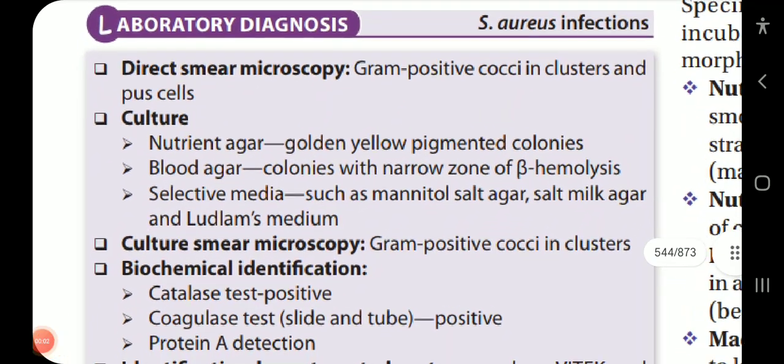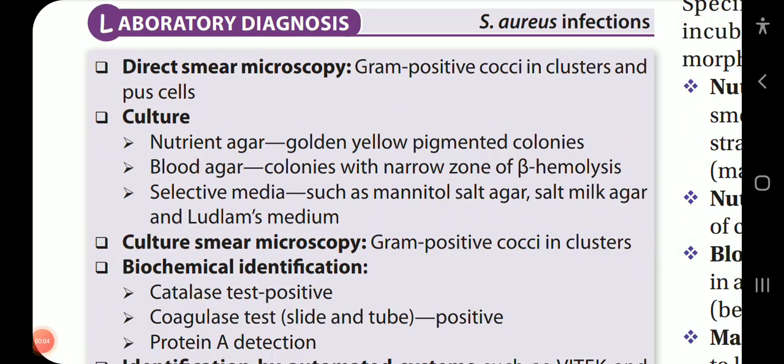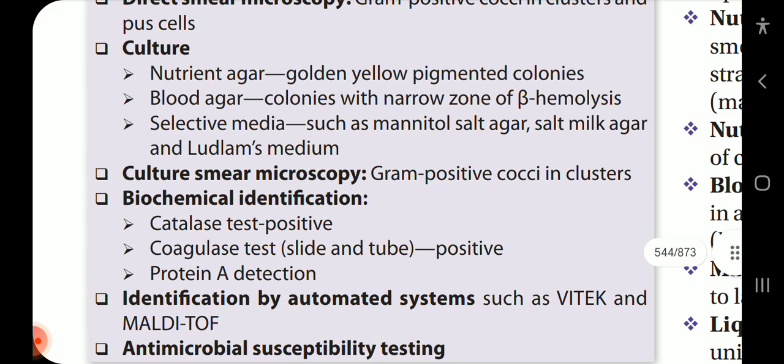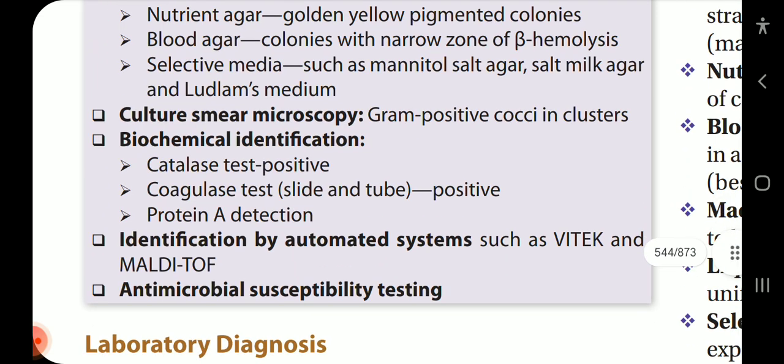Start with the lab diagnosis of Staph aureus infections. Direct smear microscopy: gram-positive cocci in clusters and pus cells. Culture on nutrient agar: golden yellow pigmented colonies. Blood agar: colonies with a narrow zone of beta hemolysis. Selective media such as mannitol salt agar, salt milk agar and Ludlam's medium.